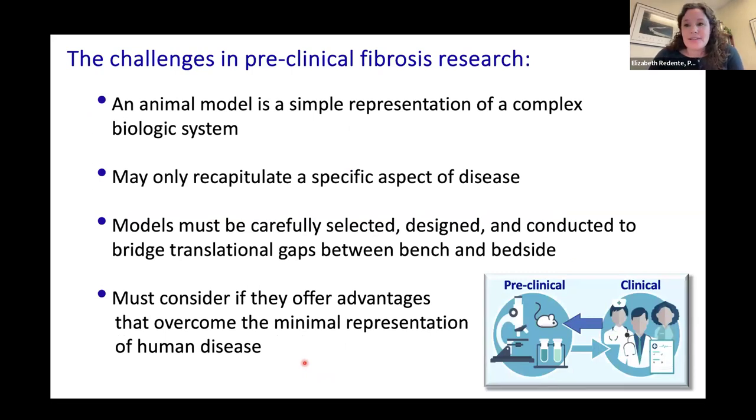So we really have to always keep in mind that these animal models are a pretty simple representation of a really complex biological system and a complex disease process. And they may only recapitulate a specific aspect of disease. And I think that is okay. And we need to really capitalize and utilize that as we ask our questions. And we'll get into that in a little bit, as long as we are keeping that in mind.